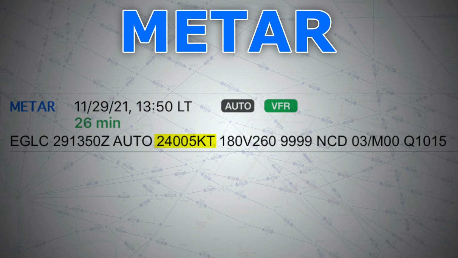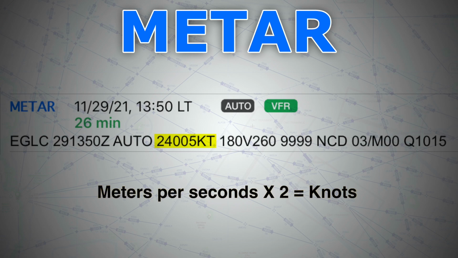Sometimes you may come across wind speed reported in meters per second, like in China or Russia, for example. If that is the case, a very good rule of thumb to convert meters per second to knots is to simply multiply by 2. So 5 meters per second is simply 10 knots.